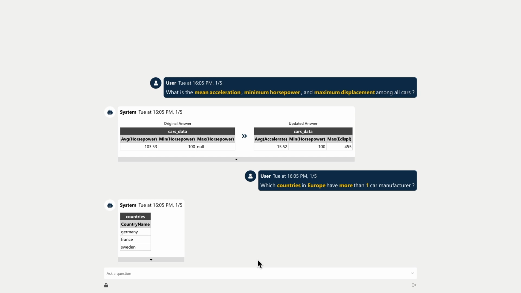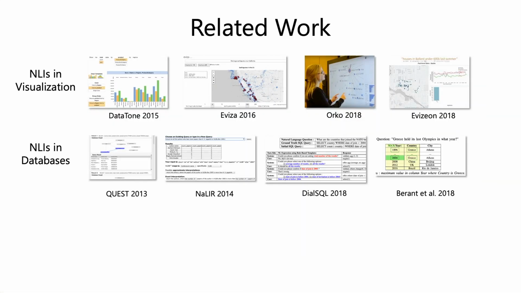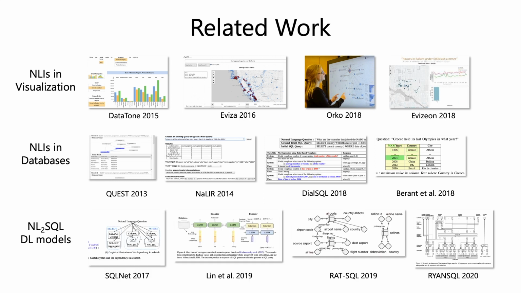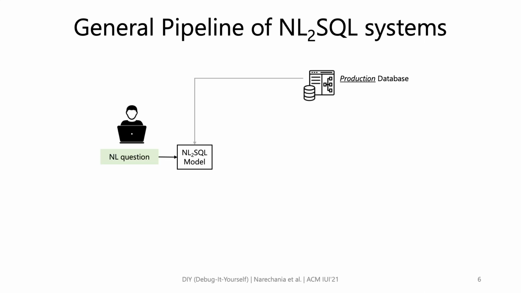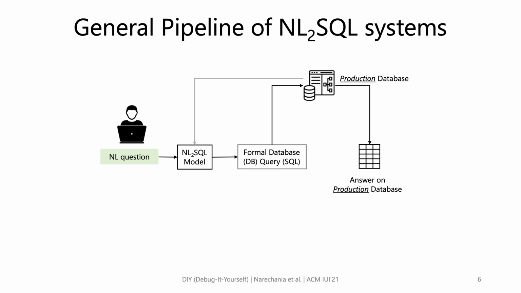We believe if a user trusts the system's response on a sample, accessible database, they have more reason to trust the actual answer on the larger, otherwise inaccessible production database. There has been a lot of work in the HCI and database communities to explain system responses using natural language and visualizations. There has also been a recent surge in deep learning-based frameworks that are pushing the boundaries of NL-to-SQL translation. A standard NL-to-SQL pipeline comprises an NL-to-SQL model that receives a database and a natural language question as input, translates this input into a SQL query, and executes it on the database to compute an answer.